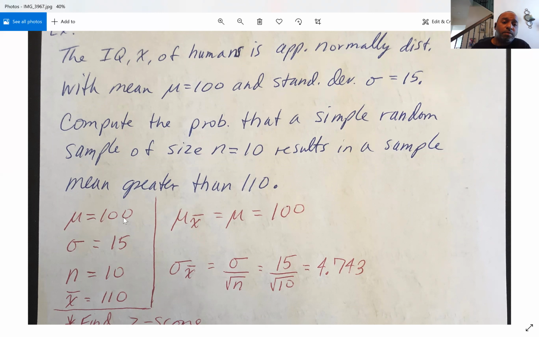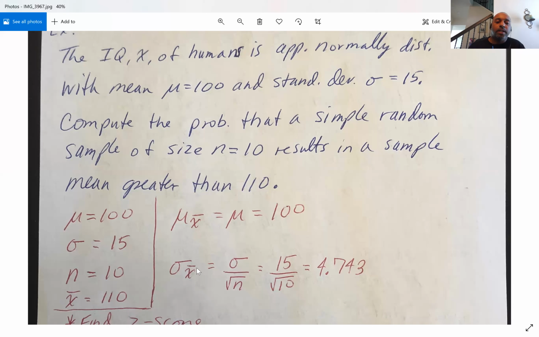They gave us the mean is 100, standard deviation is 15, sample size is 10, and X bar is going to be what we are doing our comparison to. We want to know if it's greater than 110. So that's our X bar. So now, according to what we established in the last page, the mean of our sampling distribution is going to be the same as your mean of your population. So that's going to be 100. That's always going to be the case. If it's normally distributed, then this is going to be the case.